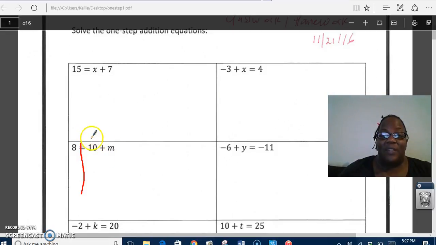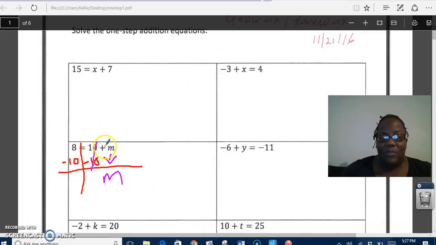If this is a positive 10, guess what you're going to do? Minus 10. What you do to one side of the street, you must do to the other. If I have minus 10 on this side, you've got a minus 10 on this side. Okay? Now what you've done is created subtraction problems. Check this out. Positive 10 minus 10, that gave us 0, which basically means I just canceled it out. So that means the only thing that's left on this side of the street is M.